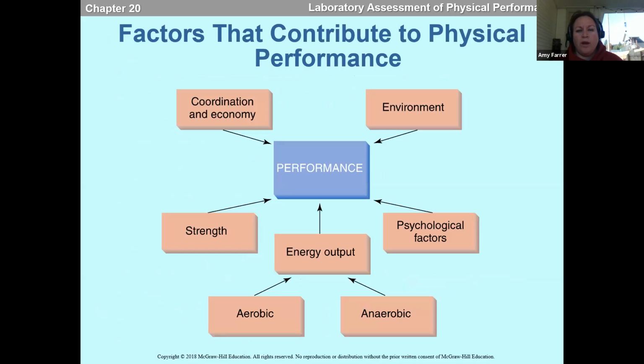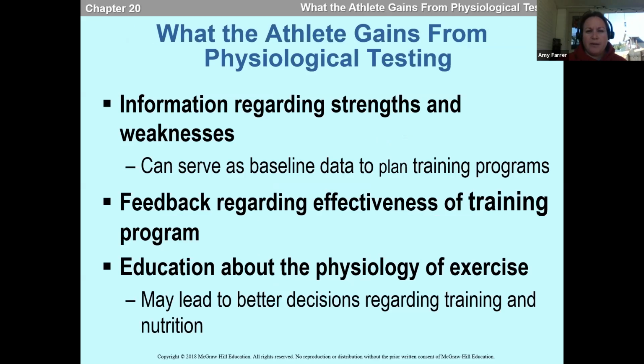So we've talked about the environment, psychological factors, our ability to generate energy output, strength, our coordination, our economy of movement, all are going to affect performance. All right, so we can look at these tests as an ideal and give us some baseline data, but that doesn't necessarily directly translate into performance. So just keep in mind there are things at play here.